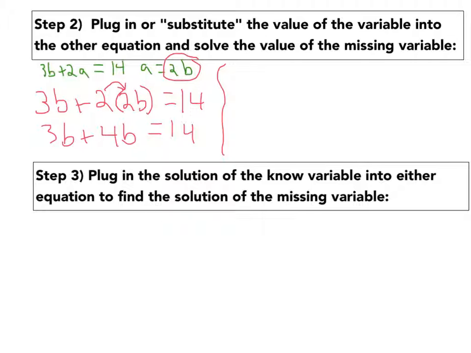We then combine like terms. 3b plus 4b equals 7b. And we have 7b equals 14. Last step, we divide by 7. We divide by 7, and we see that b, or the price of blueberries, is $2.